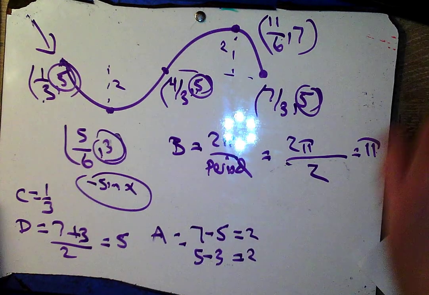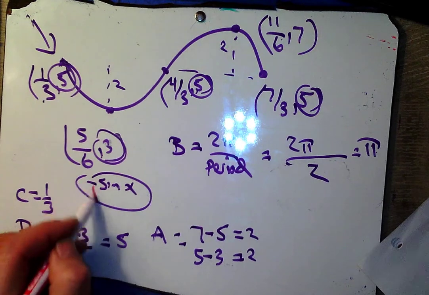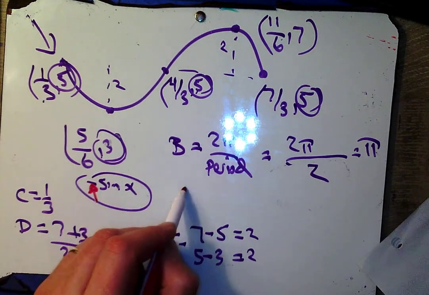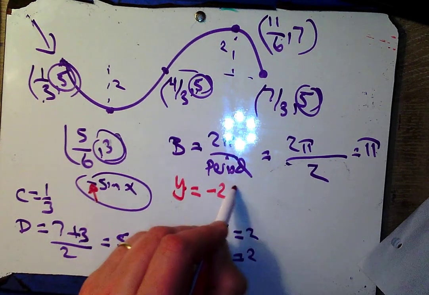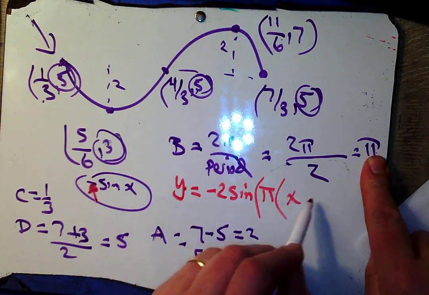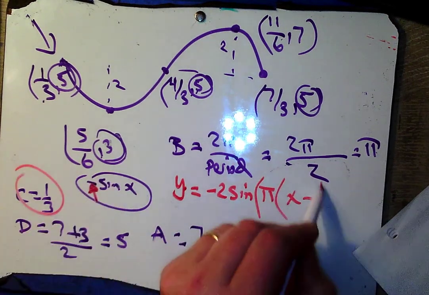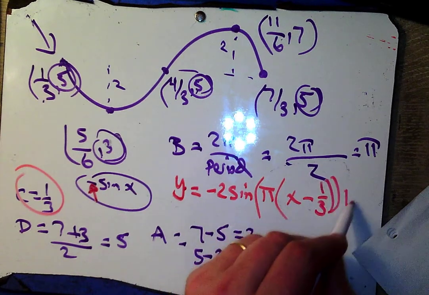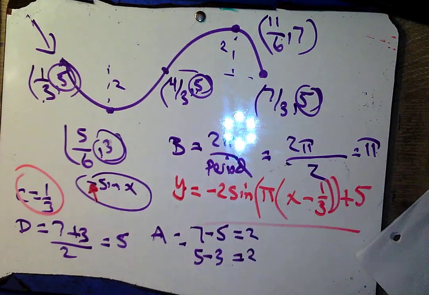So what equation can we write? Don't forget this is a negative sine. I have y equals -2 sine(pi x minus 1/3) plus 5. And there we go.